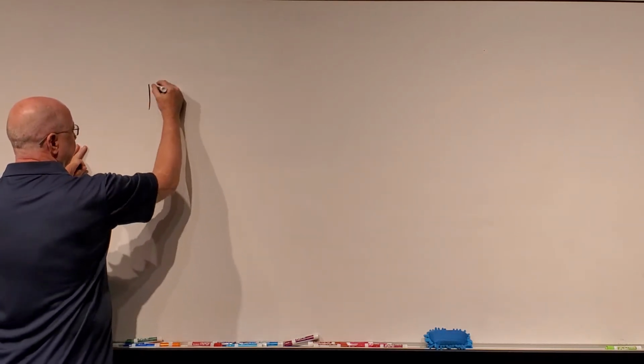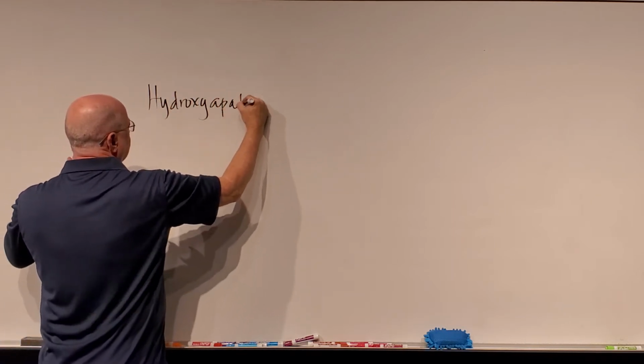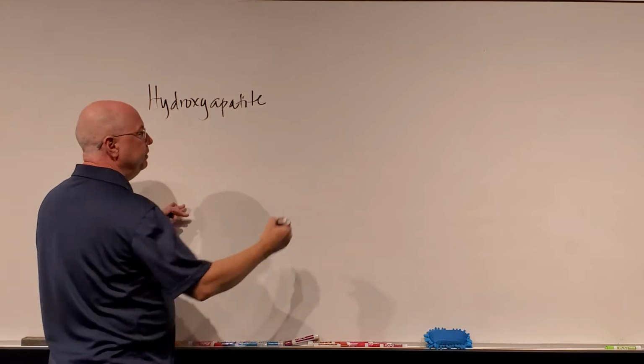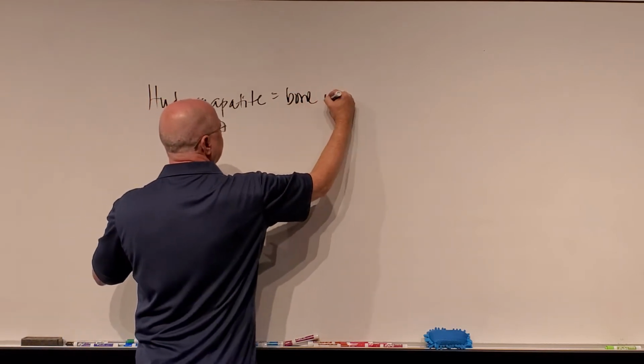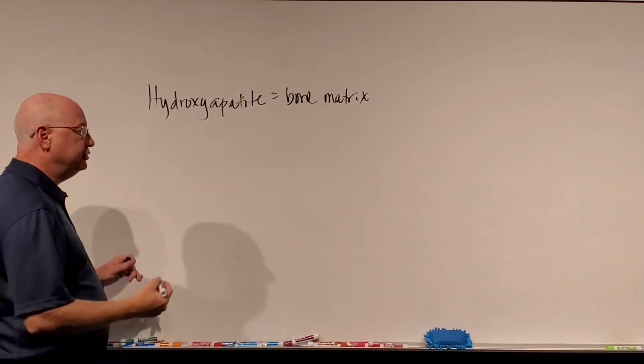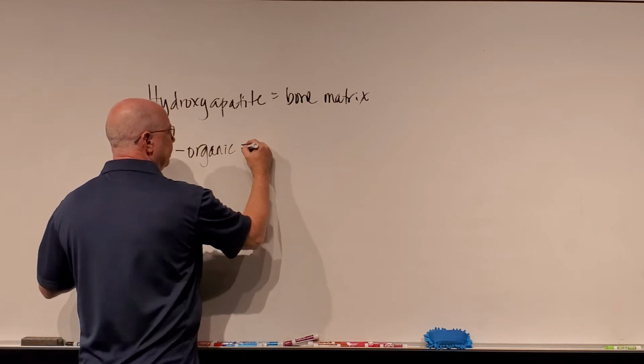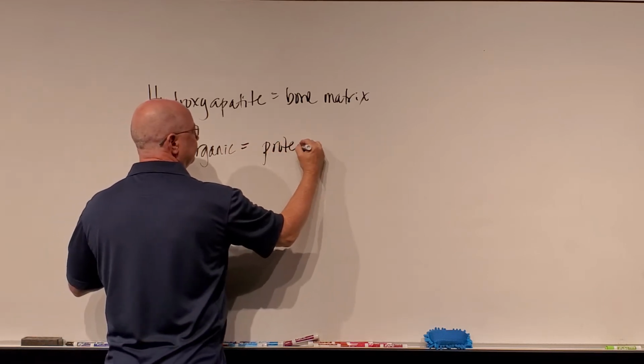Hydroxyapatite. Hydroxyapatite is part of our bone matrix. Okay? It's a scientific term for the bone matrix. The matrix of bone has 2 parts. There's an organic part. The organic part of the bone matrix is all the protein fibers.